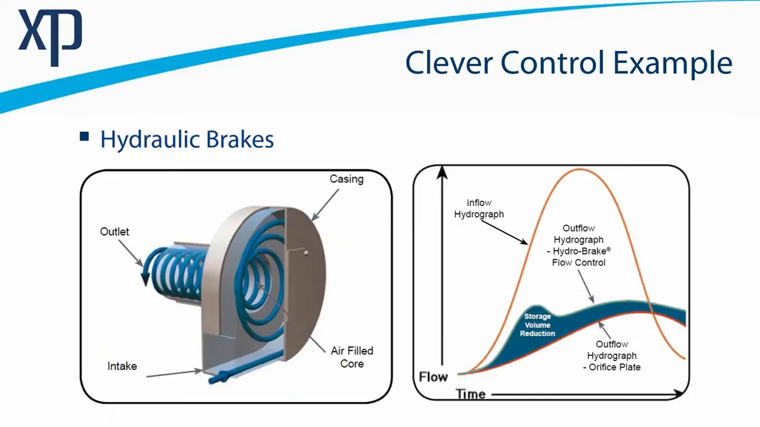Otherwise, you can have clever controls. And a hydraulic brake is an example of a very clever control. And that's a device that changes the characteristic of a standard orifice outlet. And we can see here on the graph on the right-hand side that the graph can ramp up, do a bit of a wobble, and then return to a typical orifice outflow. And that blue volume that's shaded there effectively is the direct reduction in storage that may be required on your detention basin. So these are a very clever proprietary device and are generally available across the globe.